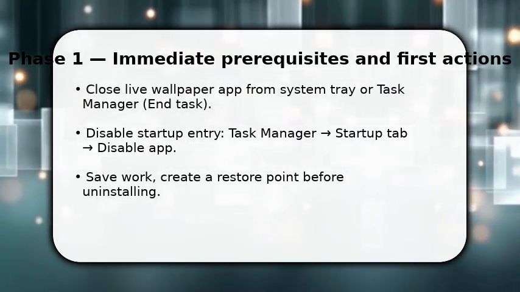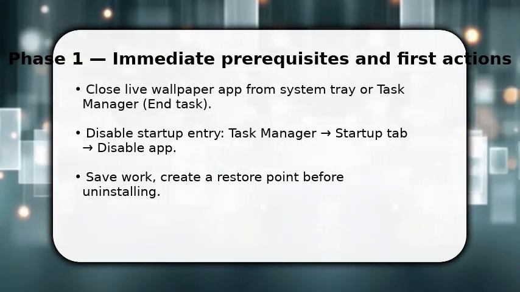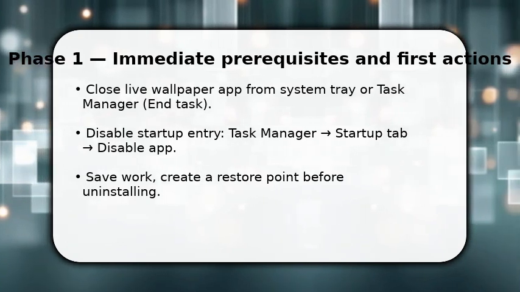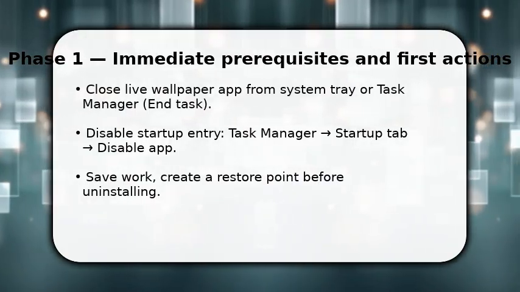Also create a Windows restore point. Make sure you can undo changes if anything goes wrong. Now uninstall the program properly through Settings, right arrow Apps and Features. Select the Wallpaper app and choose Uninstall.